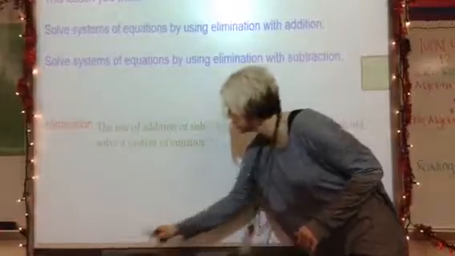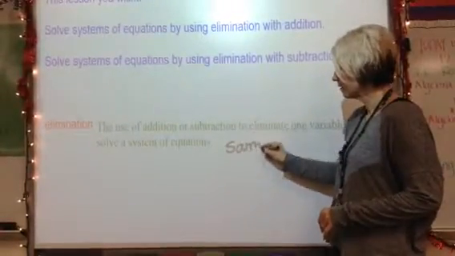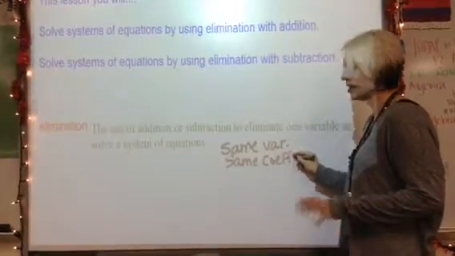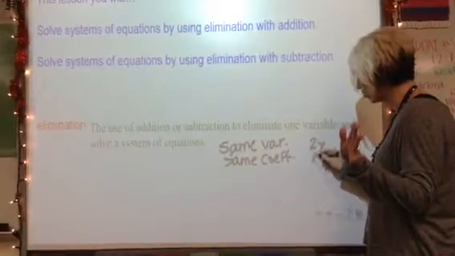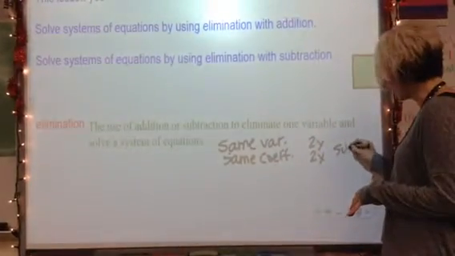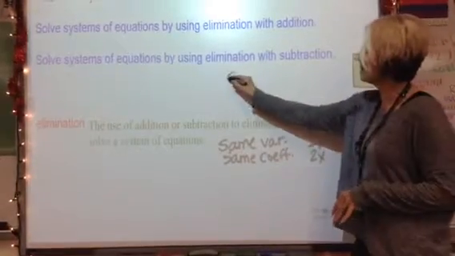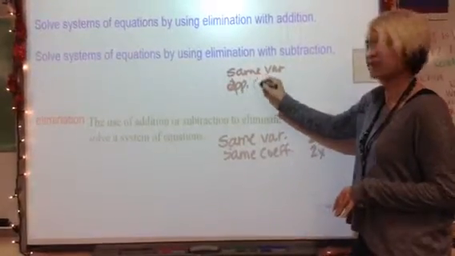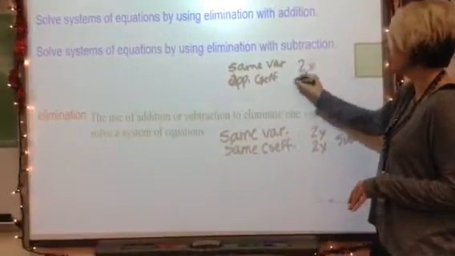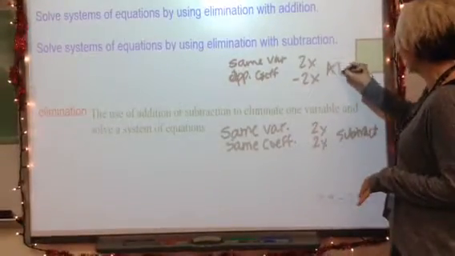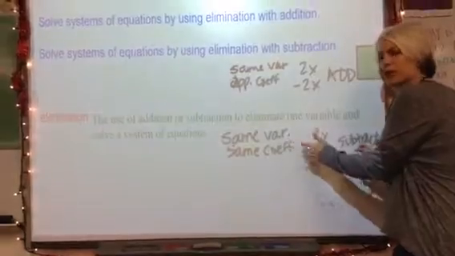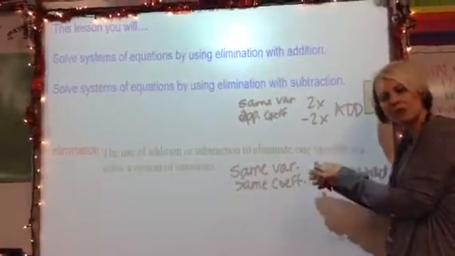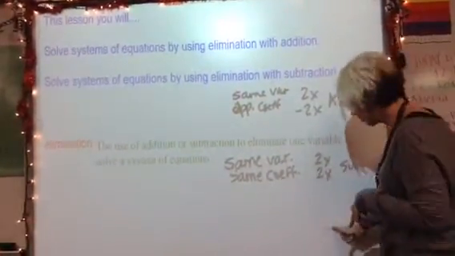Let me give you a tip here. If you have the same variable with the same coefficient, like 2x and 2x, then you're going to subtract. If you have the same variable with an opposite coefficient, for example 2x and negative 2x, then you're going to add. So there's just a little clue for you. Same variable with an opposite coefficient, we add. Same variable, same coefficient, we subtract. So let's try some. Let's practice.